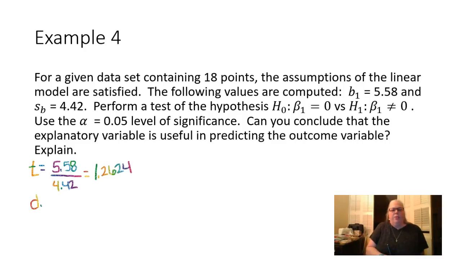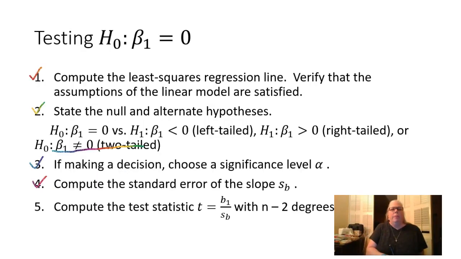The degrees of freedom, well, our data set has 18 points in it. So 18 minus 2 is going to give us 16 for our degrees of freedom. Okay. All right, we've done step 5.